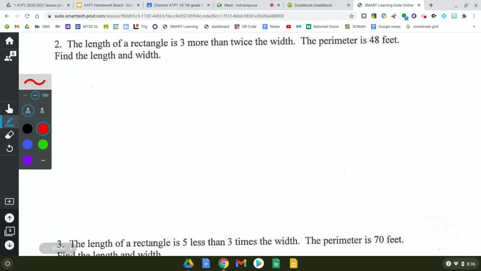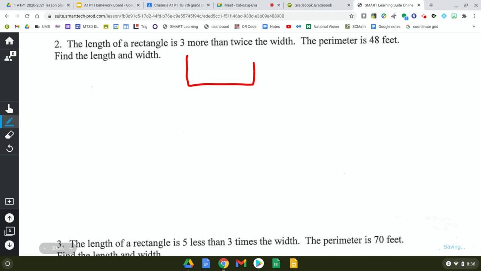Okay, the length of a rectangle is 3 more than twice the width. The perimeter is 48 feet. Find the length and width. So the first thing I'm going to do, like I did in the other problem, is draw a picture of a rectangle.